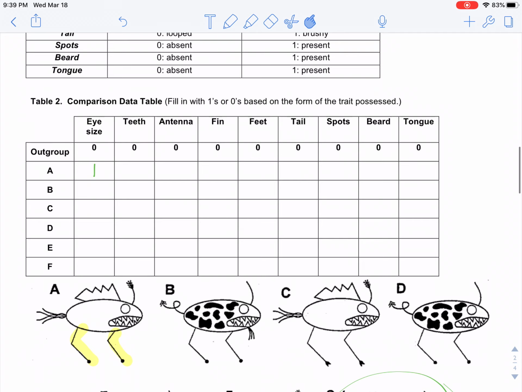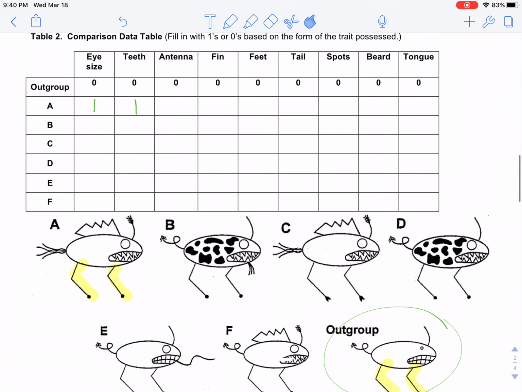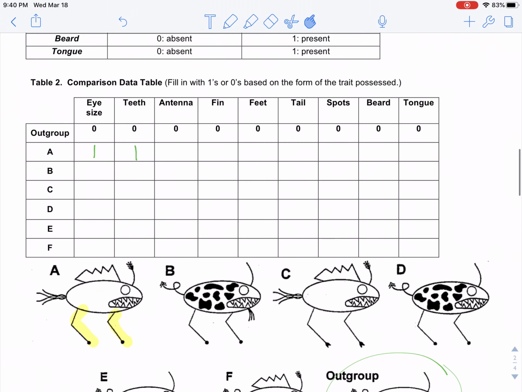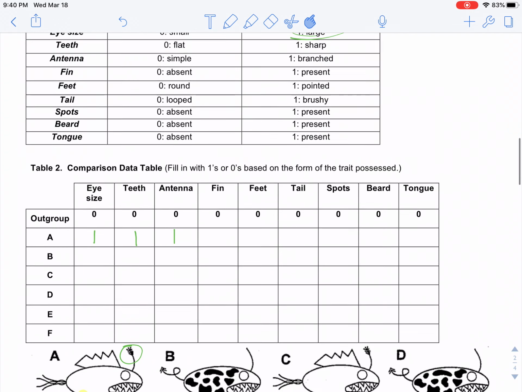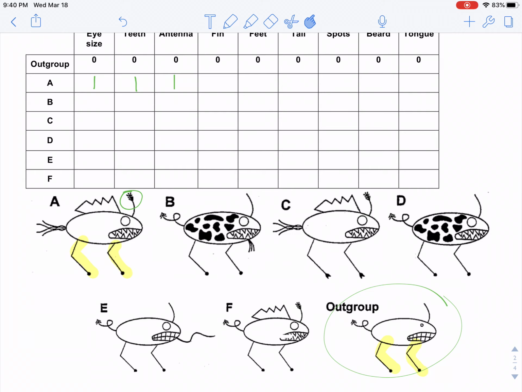So if we go through this then, teeth would also get a 1. Those are definitely sharp teeth there, and they differ from our outgroup for sure. The next one being antenna is definitely something that, if we look at the table, is branched. So the branching antenna right here is different than the outgroup. That will also get a 1. Then we look at the fin. If we look at our table, it tells us that fins are either absent or present. If we take a look at the outgroup, there is no fin, whereas in our group A picture, there is a fin in that taxa. So we're going to go ahead and put a 1 for fin as well.